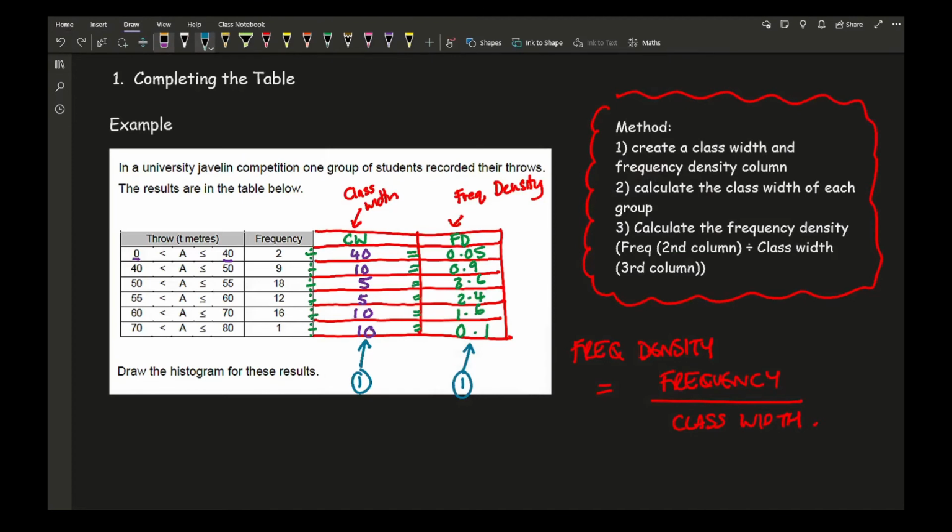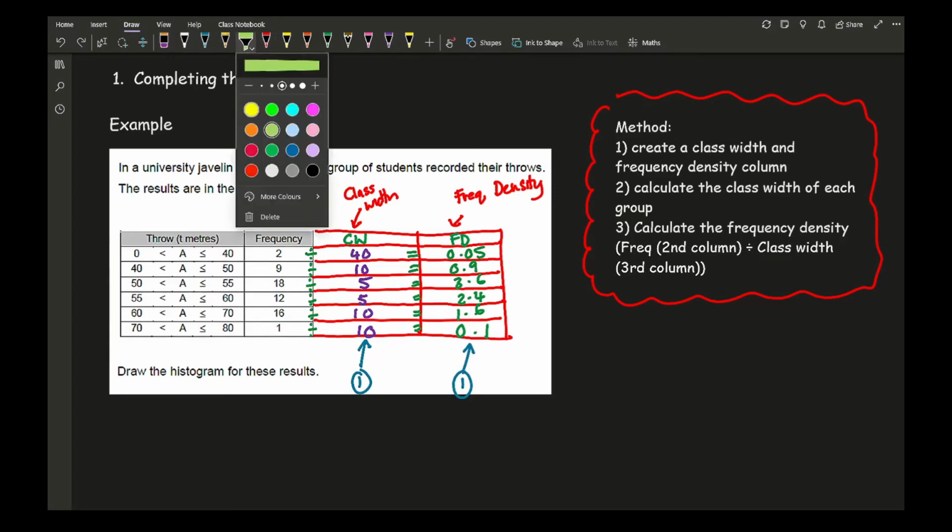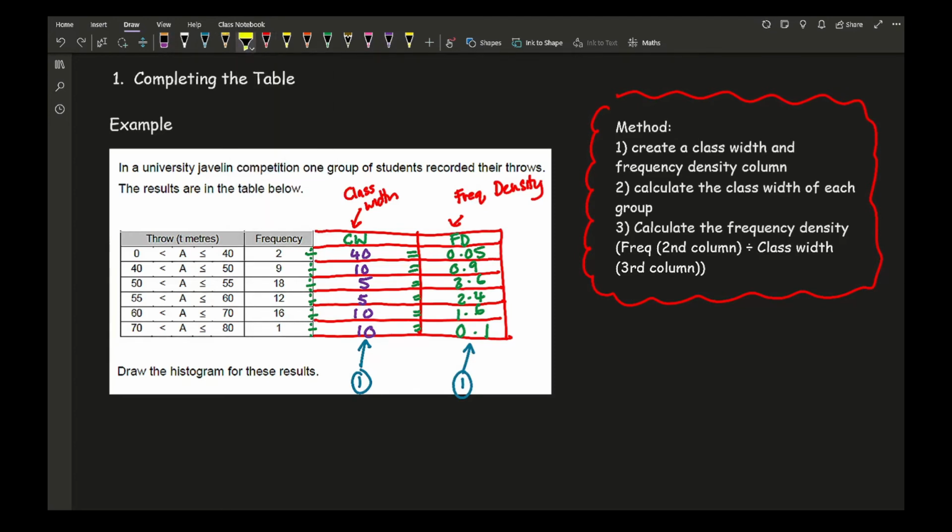Now once you've completed the table, the next thing that you need to consider is what scale you are going to be using. Now this is again one of the most challenging parts for anyone drawing a histogram, actually drawing the diagram. Now for this, if I just get a highlighter, let's go for yellow, you're going to be plotting this data against this data. And so this is what's going to go along the bottom, along the x-axis, and it's this column that's going to go along your y-axis.